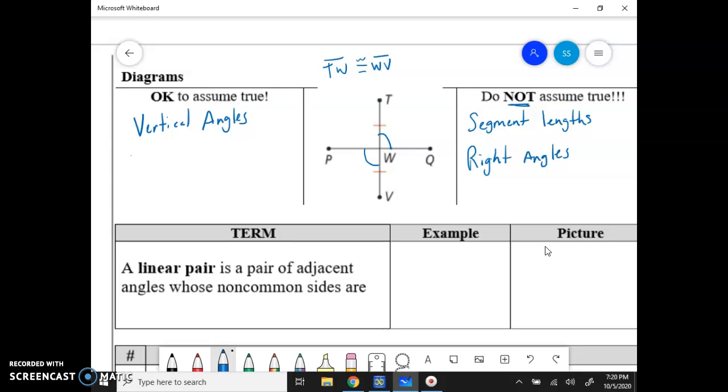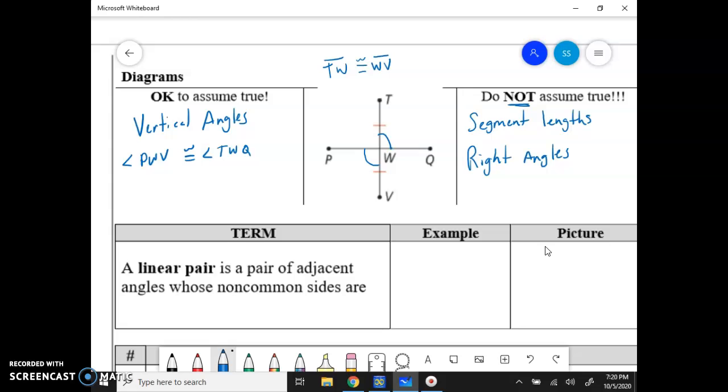Okay, so let's write that out. Angle PWV is congruent to angle TWQ, or QWT. Again, the order doesn't really matter. You just have to have the W in the middle.